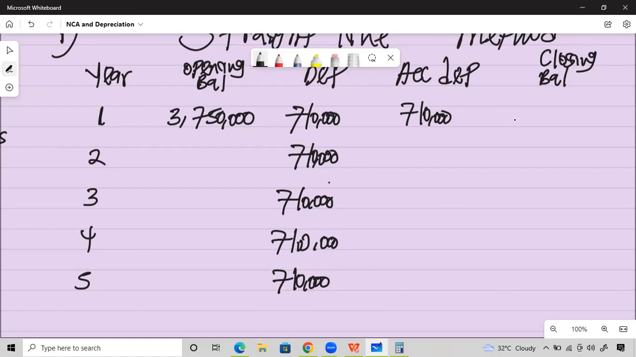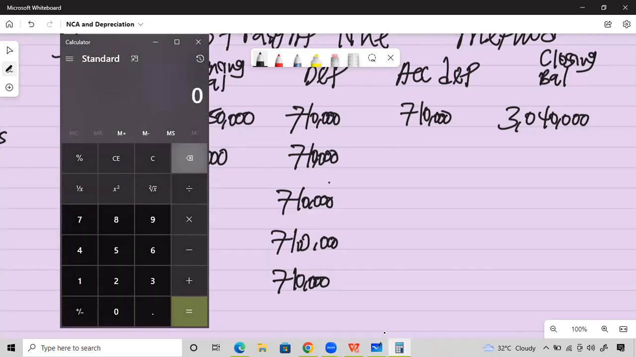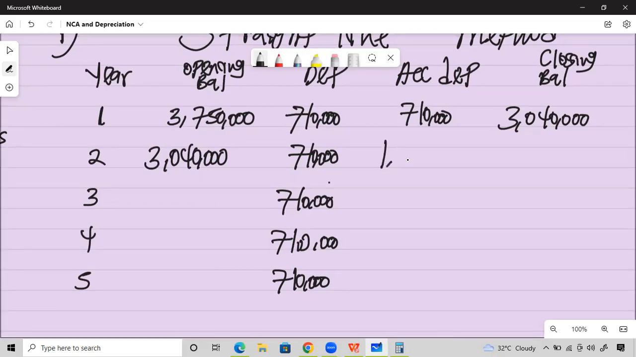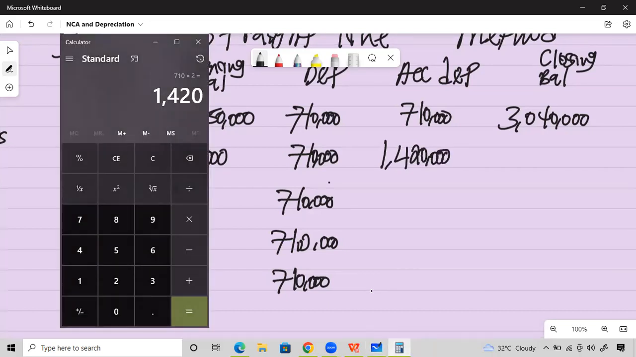If you remove 10,000 naira from this, you have 304. You bring it down here as well. 710 plus 710, sorry, 710 multiplied by 2, okay, 1,420. Minus 304, you have 1,620,000.